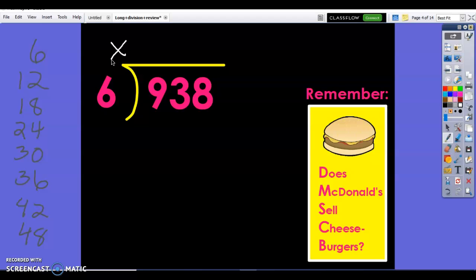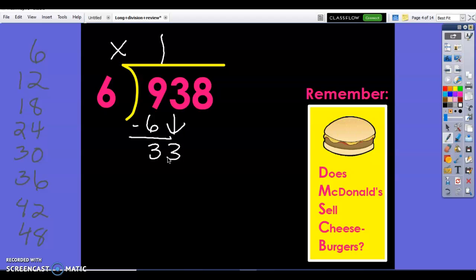How many times can 6 divide into 9? One time. 1 times 6 is 6. I subtract. 9 minus 6 is 3. I bring down. We start over. Divide.